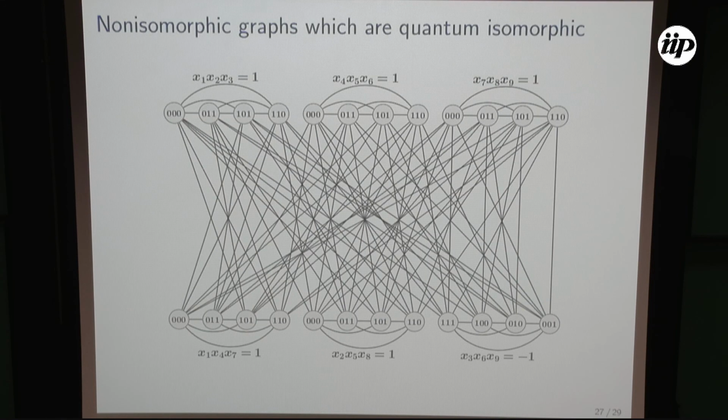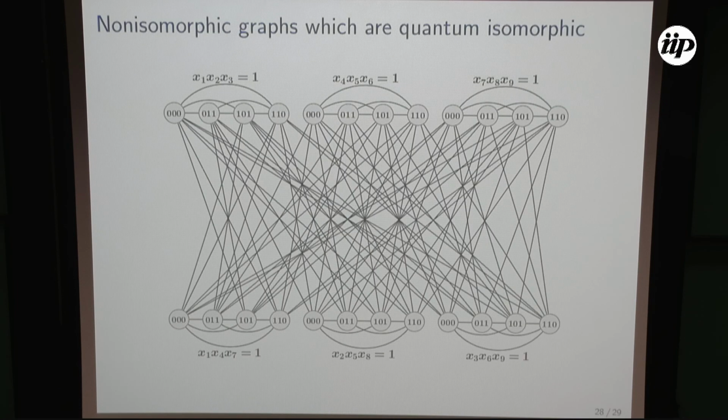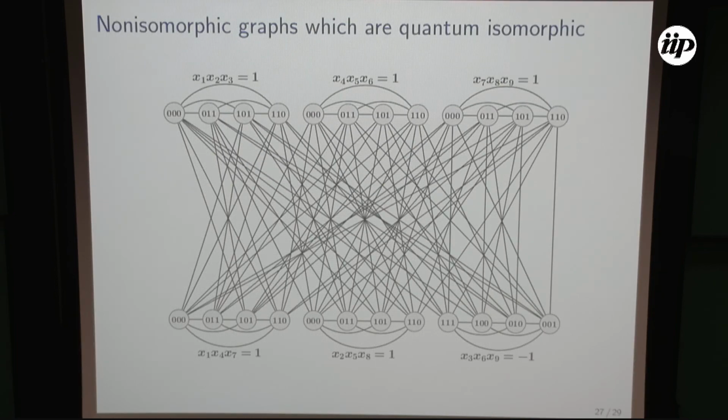Okay, so just to show you the graphs that we get. So here are two graphs for the magic square. Clearly not isomorphic, right? Everybody sees. According to the theorem, these graphs are not isomorphic, but they are quantum isomorphic. So these are the graphs we get from the magic square. They are graphs on 24 vertices, and this is the smallest example that we know so far.